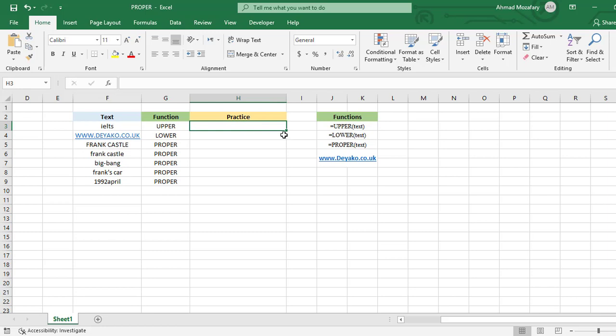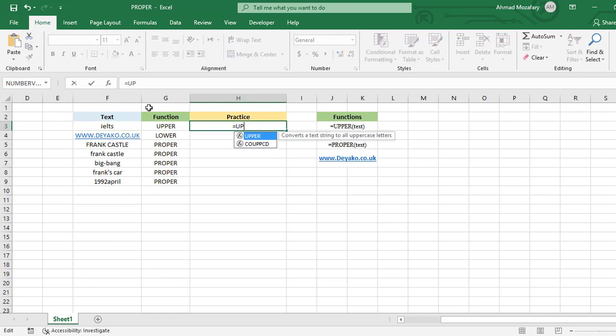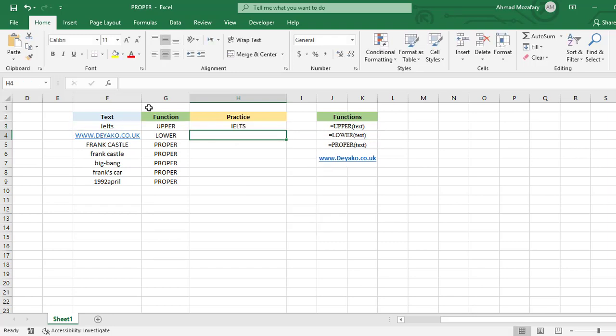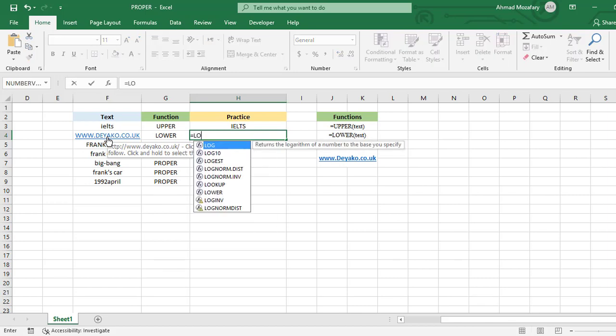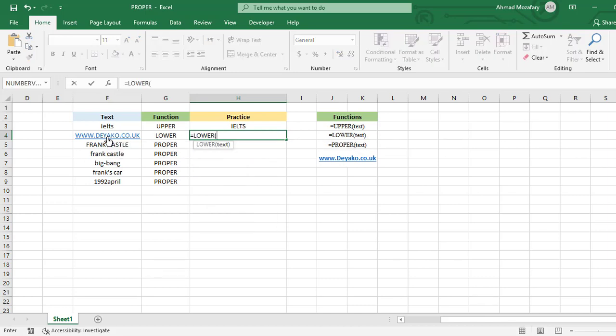Let's try. First one is upper. We want to convert IELTS to uppercase. Let's try. Upper and F3. You see all the letters in IELTS capitalized. Next one is lower. We want to convert www.dioko.co.uk to lowercase letters. It's pretty easy, just F4 and done.